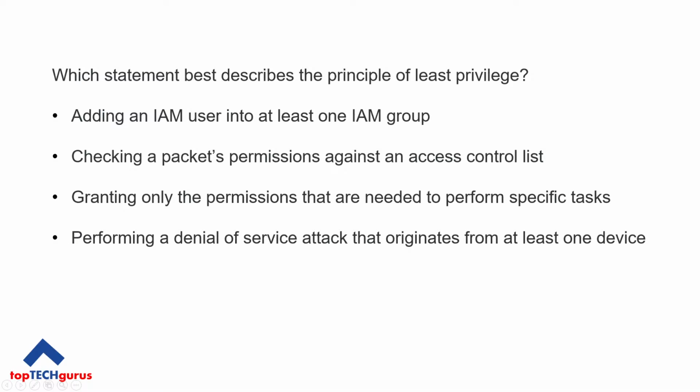So let's go through the options. Adding an IAM user to at least one IAM group, which is not really relevant, and that's not needed to set up an IAM user. Checking a packet's permission against the access control list. That is not related to the principle of least privilege. Granting only the permissions that are needed to perform specific tasks, that sounds more like it. Then performing a denial of service attack that originates from at least one device. So this is not something in least privilege. So we'll choose 3.